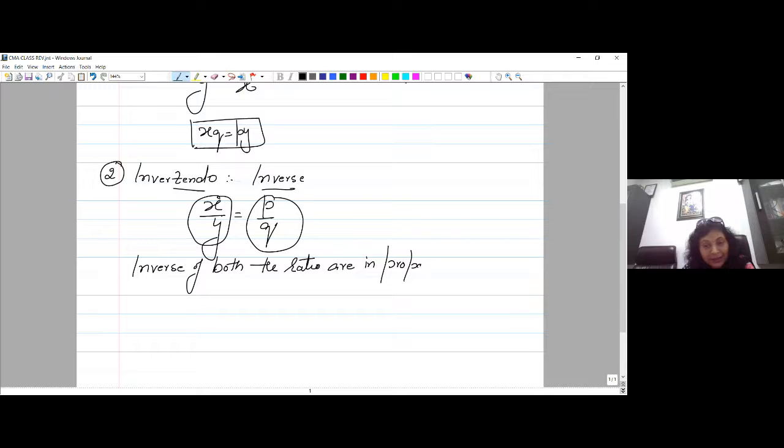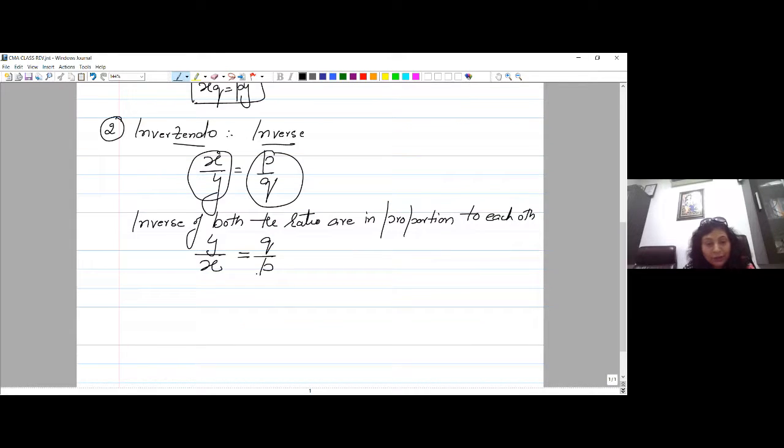That means if I inverse the first ratio, then x upon y becomes y upon x. And if I inverse p upon q, this becomes q upon p. So y upon x is equal to q upon p. So this becomes py is equal to qx. Now just look at the difference.